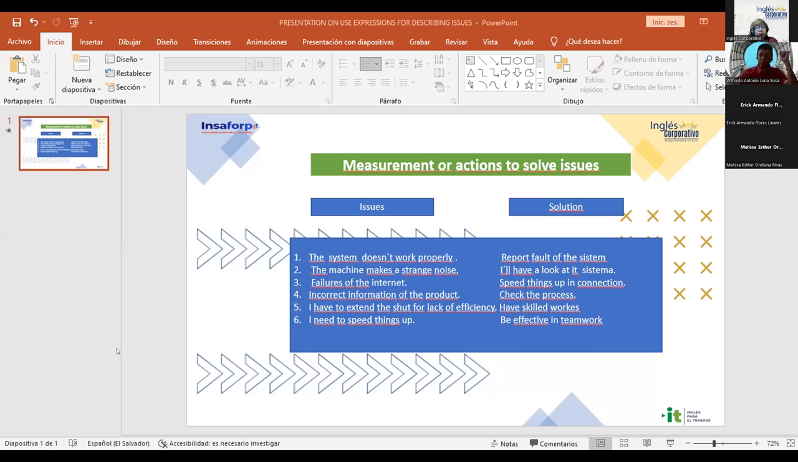The system doesn't work properly. Solution: report fault of the system. Two. The machine makes a strange noise. Solution: I'll have a look at the system. Failures of the internet. Speed things up in the connection. Incorrect information of the product. Check the process. I have to extend the shoot for lack of efficiency.